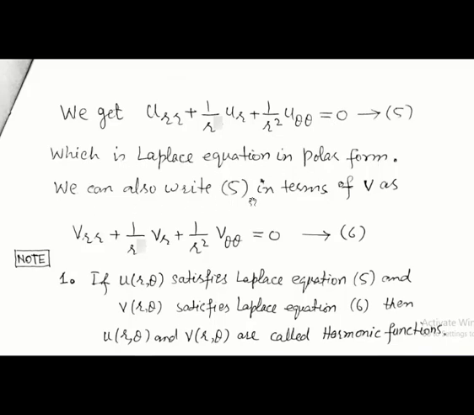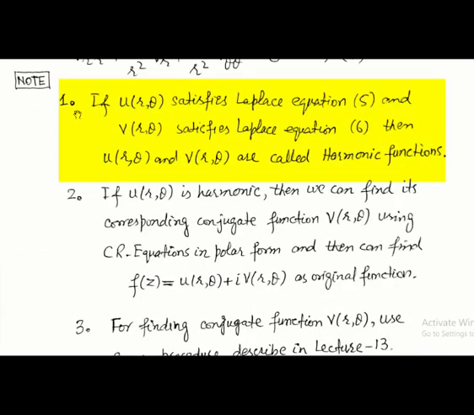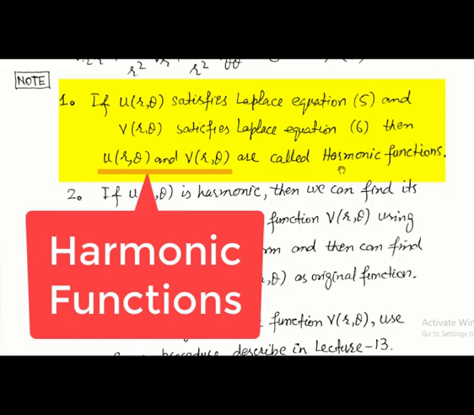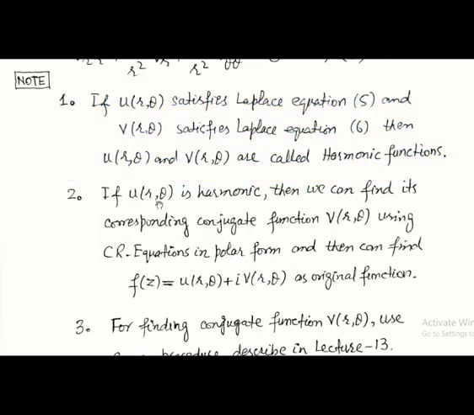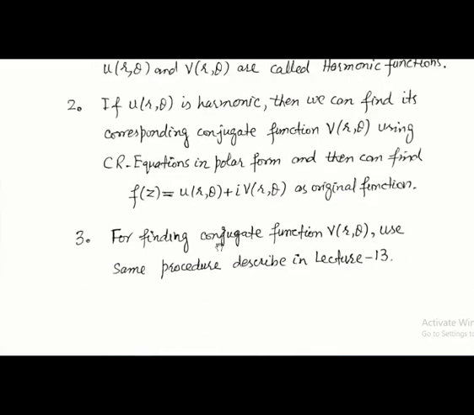We can also write equation 5 in terms of v. Note number 1. If u r theta satisfies Laplace equation 5 and v r theta satisfies Laplace equation 6, then u r theta and v r theta are called harmonic functions. 2. If u r theta is harmonic, then we can find its corresponding conjugate function v r theta using CR equations in polar form, and then can find f of z equal to u of r theta plus iota v of r theta as the original function. 3. For finding the conjugate function v of r theta, use the same procedure described in lecture number 13.